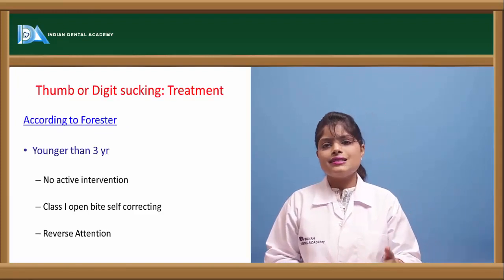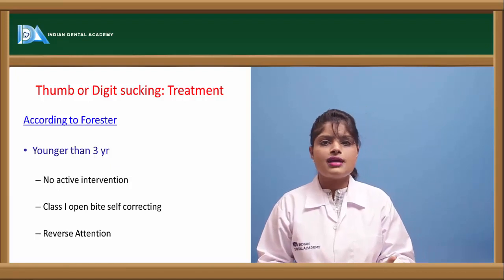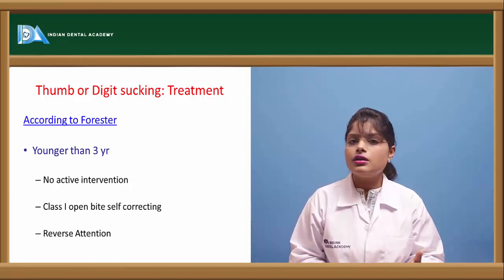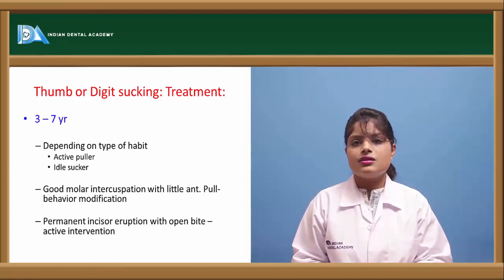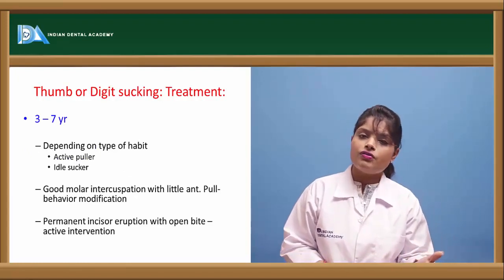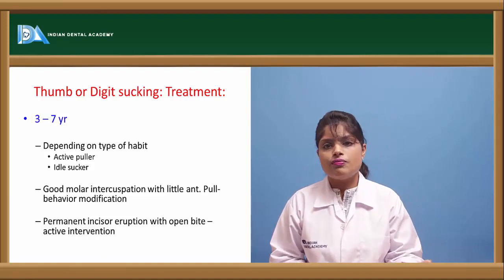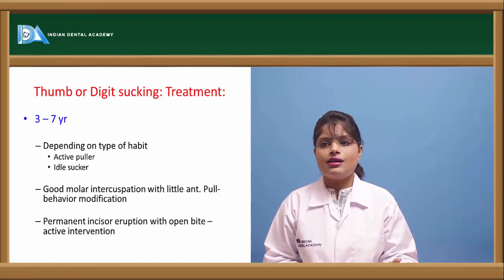So if the child is less than 3 years, then we can ignore this habit because it may be due to the oral urge. If the child is from 3 to 7 years, then we have to go for behavior modification techniques, use of bandages and sprays on the child's thumb.